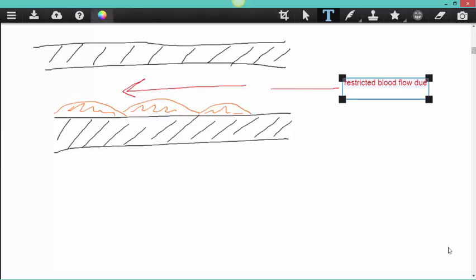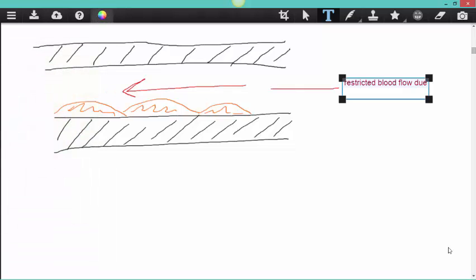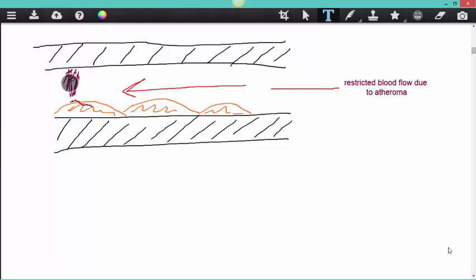So this is what the atheroma does to an artery. But it can get worse. The surface of the atheroma can get rough, and this could cause a blood clot. This could cause the blood to clot here. Slowly clot over here. And this blood clot will keep increasing, just piling on. This could block an artery.